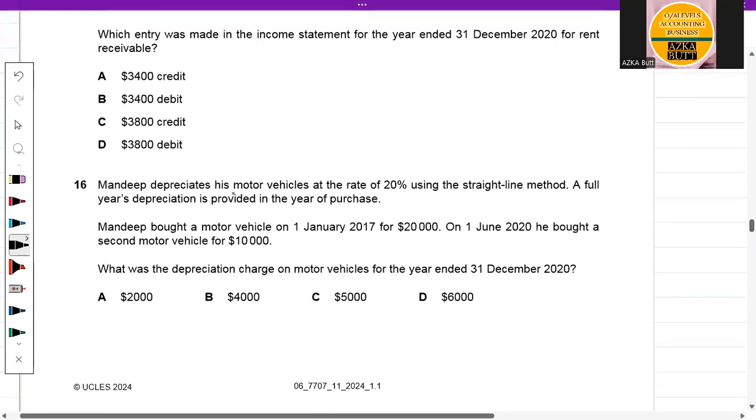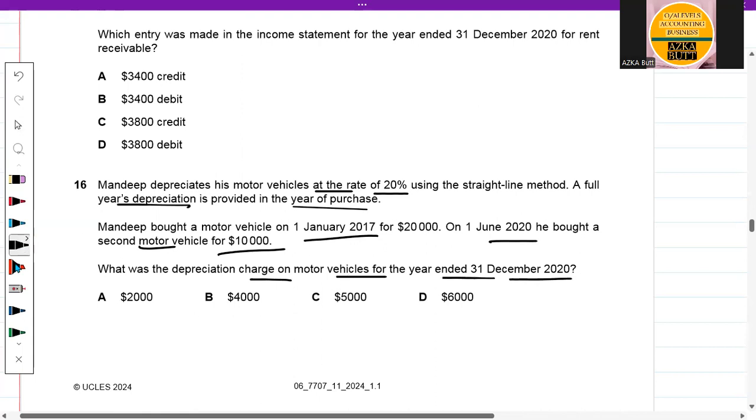Okay. So Mandeep depreciates its motor vehicle at the rate of 20% using the SLM. A full year's depreciation is provided for in the year of purchase. Mandeep bought a motor vehicle on 1st January 2017 for $20,000. On 1st June 2020, he bought a second motor vehicle for $10,000. What was the depreciation charge on the motor vehicles for the year ended 31st December 2020?